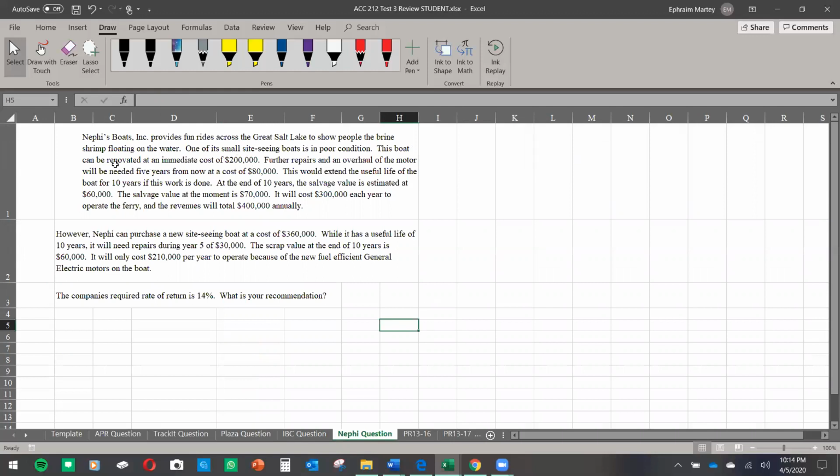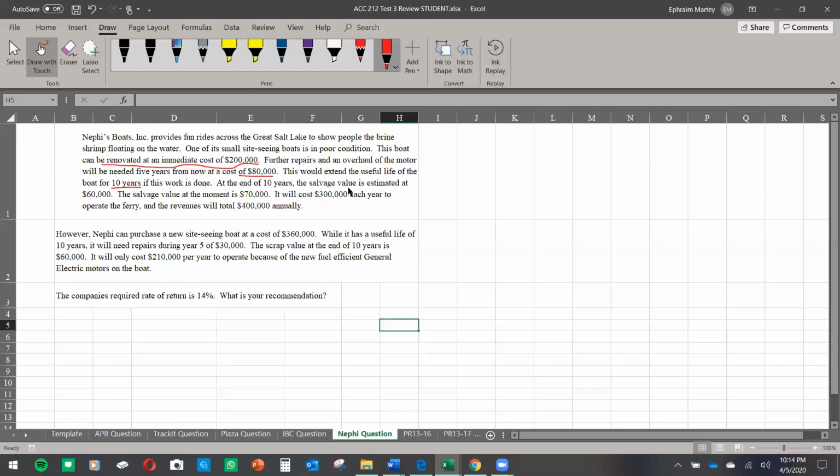So if we are going to renovate, okay, we will renovate at the immediate cost of 200,000. So we know this goes into the renovation. Okay, further repairs or overhaul of the motor will be 5 years from now. Okay, so 5 years from now we will have another cost of 80,000. Okay, and this will extend the useful life for 10 years. Okay, so that for 10 years instead of 5 years. Okay, so that means we know we are dealing with 10 years problem.